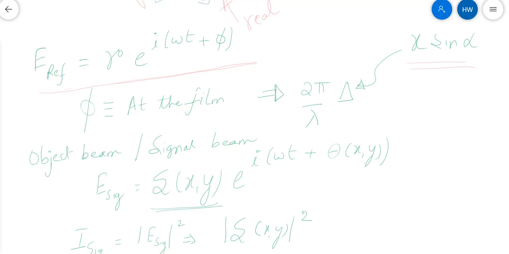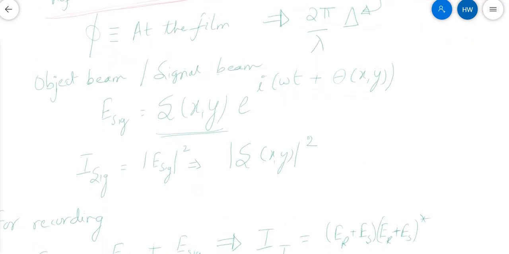We have the reference beam which is given by this expression, where R is the amplitude and the field is R exponential i(omega t plus phi). This phi is the phase, which is a linear variation of the phase across the film. So it's a uniform illumination because R is uniform and the phase of the beam varies linearly across the film.